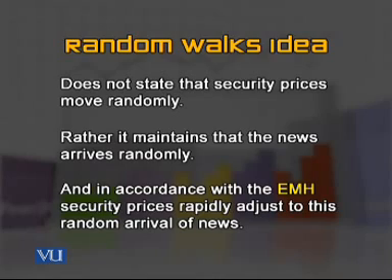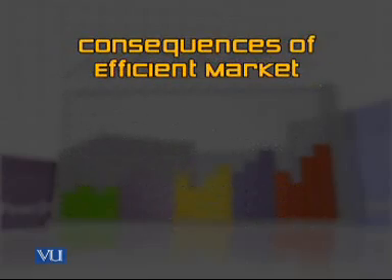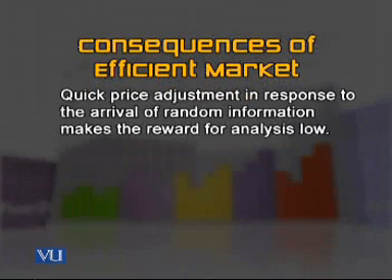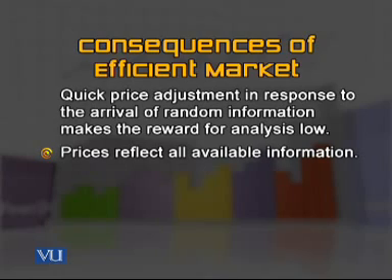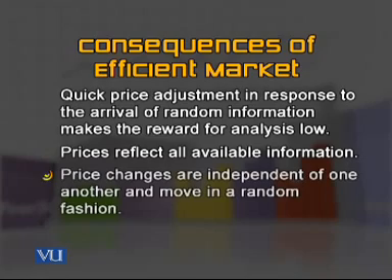We talked about the efficient market hypothesis and a little bit about the random walk, but what are the consequences of an efficient market? What is the cost that you have to bear as an investor? What is the impact on the market as a whole? What do all these quick price adjustments do in response to the arrival of random information? Random information makes the reward for analysis low because it's public information. Prices reflect all available information. There seems to be no excitement in doing any security analysis, but price changes are independent of one another and move in a random fashion.